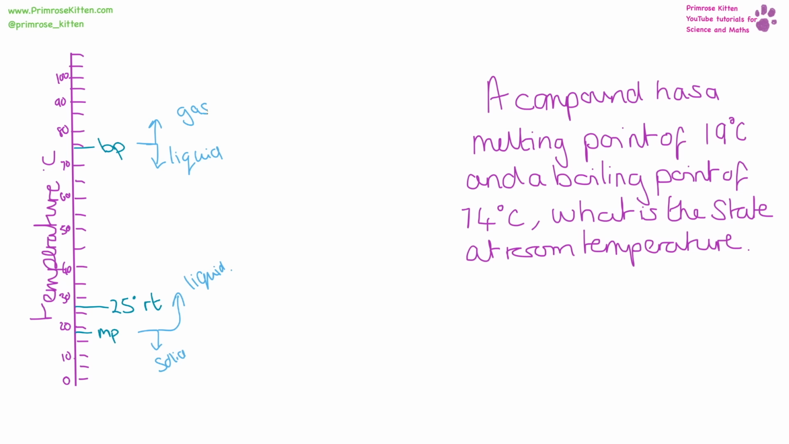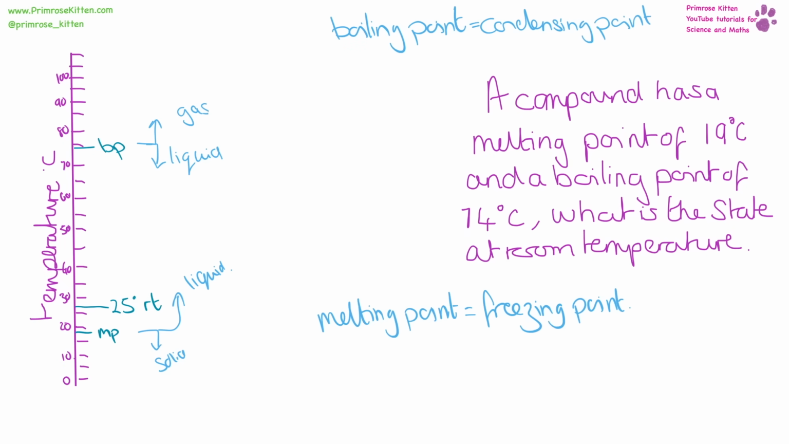Now the other important thing to remember about boiling point and melting point is that the opposite is the same number. So boiling point is equal to condensing point, and melting point is equal to freezing point. We just talk about boiling point and melting point instead of condensing point and freezing point. They are exactly the same number. So if the boiling point is 74, the condensing point is 74. If the melting point is 19, the freezing point is 19.